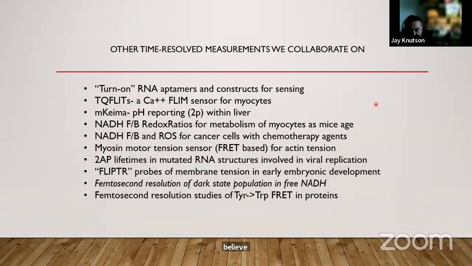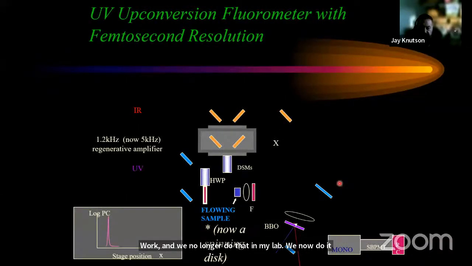So we do other time-resolved measurements in the lab. We look at RNA aptamers, we look at pH, we of course do NADH free-bound ratios, and we have a variety of other uses with collaborators. But the one I want to talk to you about is we also do femtosecond resolution work. And we no longer do that in my lab. We now do it in collaboration with Zhanhua Xu in Shanghai. But the method which allows you to look at very early events is something that's not very familiar. It's called upconversion. You take 2 pulses from the same laser, one in the infrared and one synchronized to it in the ultraviolet.